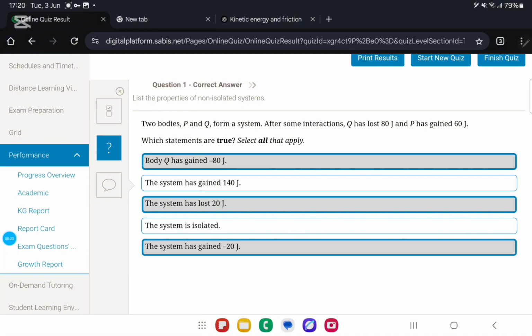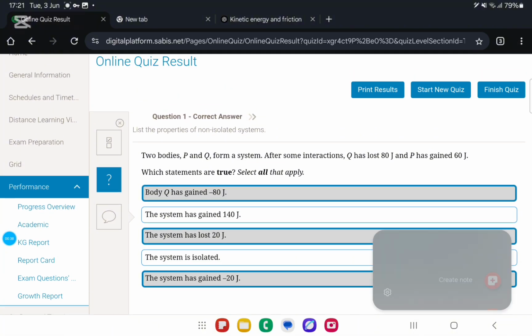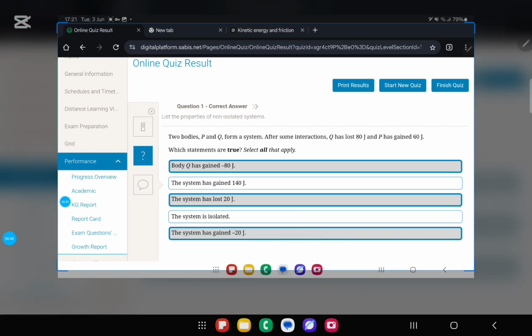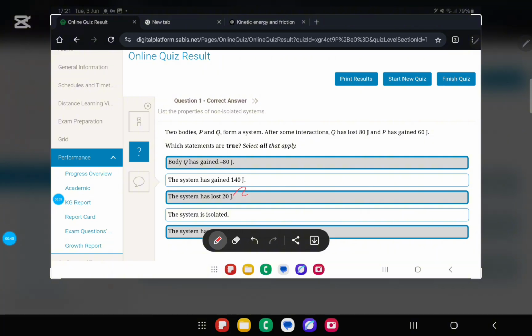All right. Question 1: two bodies P and Q form a system. After some interactions, Q has lost 80 joules and P has gained 60 joules. Which statements are true? Let me showcase this to you guys. So imagine a system. Oh wait, never mind. Q has lost 80 joules and P has gained 60 joules. Not an isolated system, sorry.